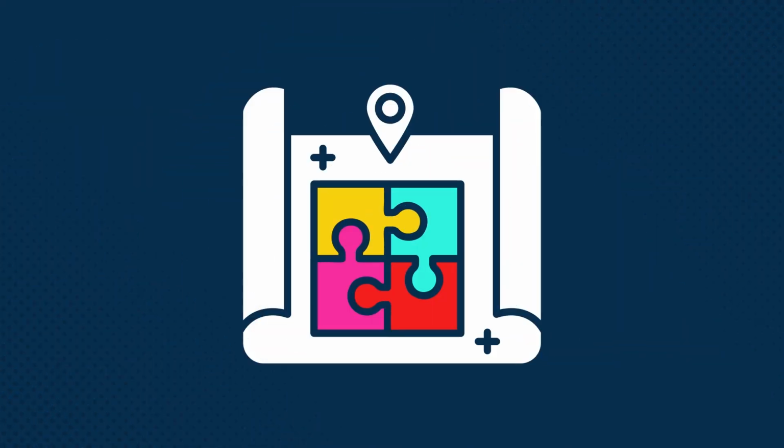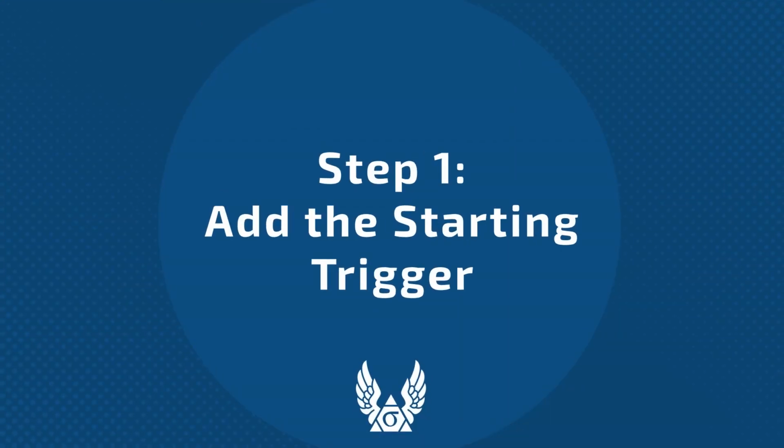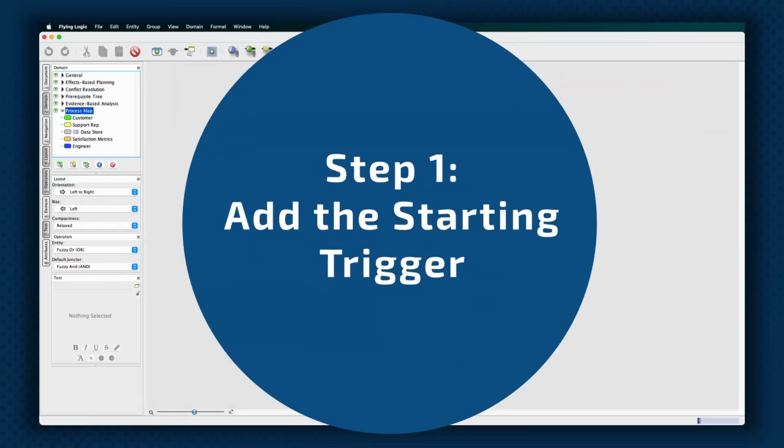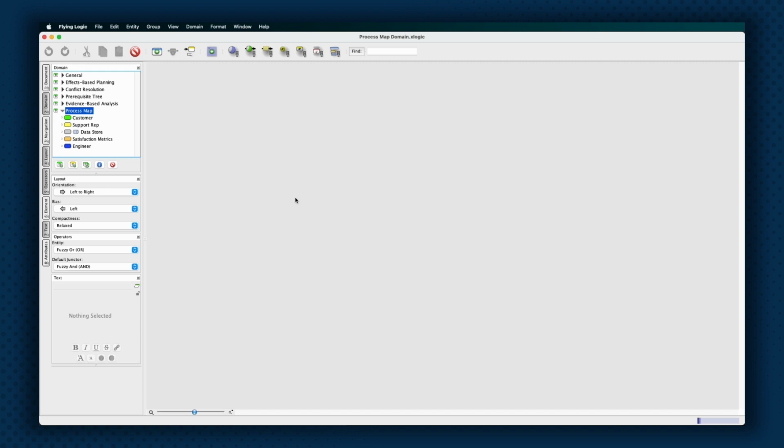This is where the real mapping begins. After you've defined the purpose and scope of the process, as well as brainstormed and listed its steps, you can begin organizing the steps. Step 1. Add the starting trigger. The starting trigger is the step that gets the whole thing rolling. You've already defined the starting point of the process earlier, so this shouldn't be difficult.